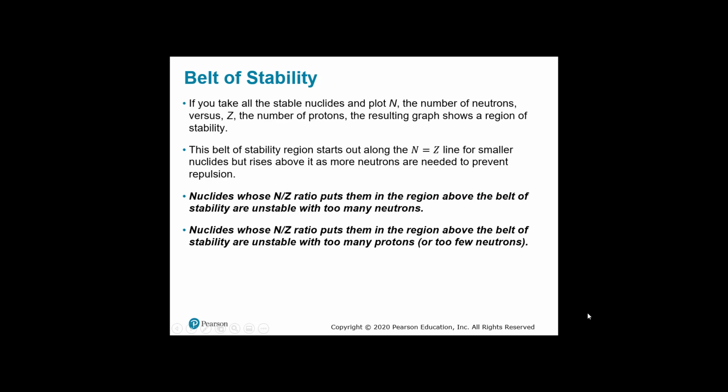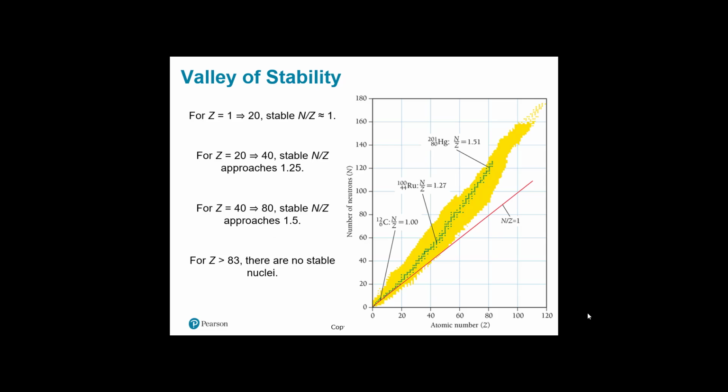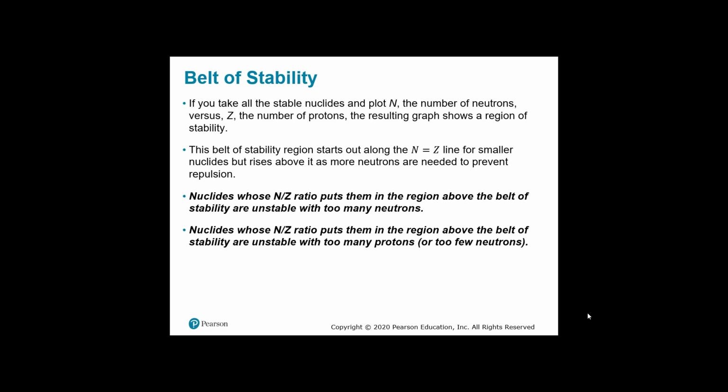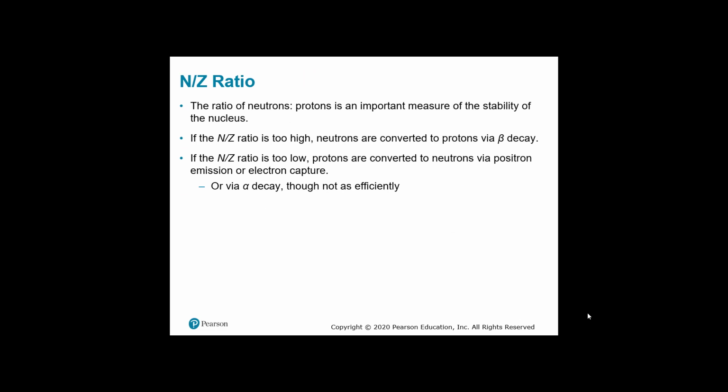Okay, so we're going to look at the Delta stability. Now, there's a graph in your book, and I pulled one from another book as well. I think both together will help you understand this. It's also called the valley of stability. If you take all the stable nuclei and you plot N, the number of neutrons, versus Z, the number of protons, we get a graph that looks like this. And that's what this first slide is talking about here, about where it is on the graph.